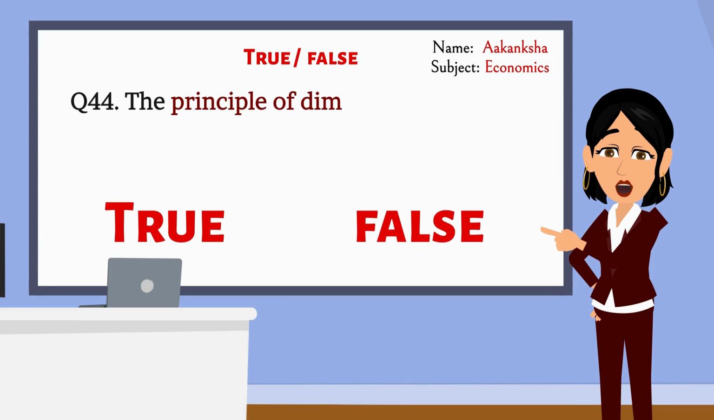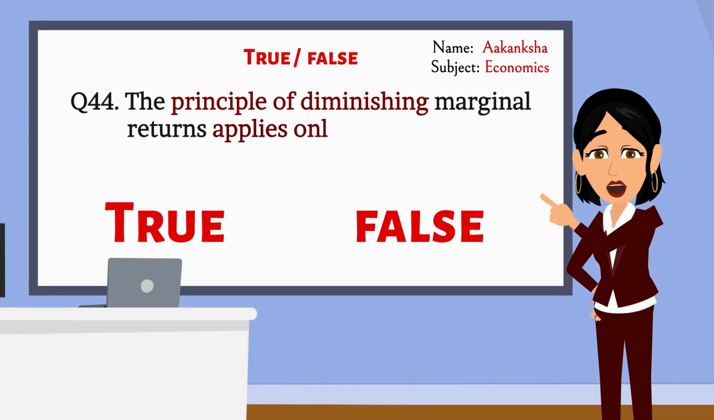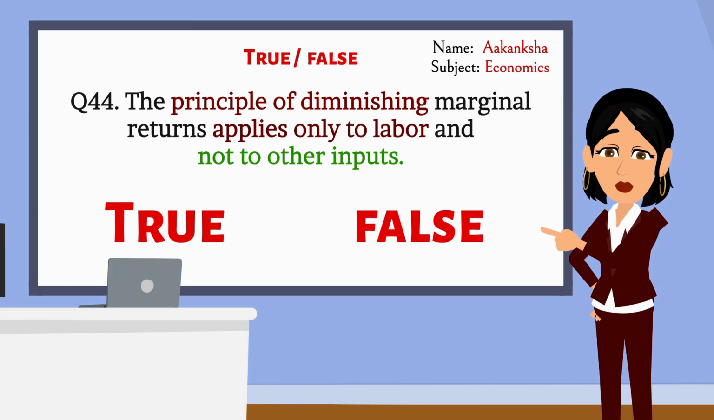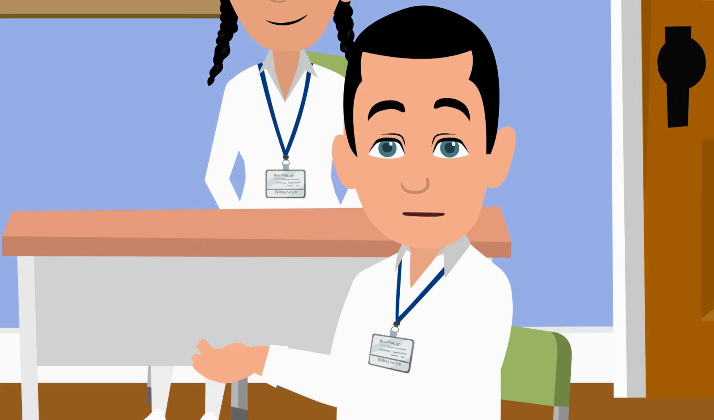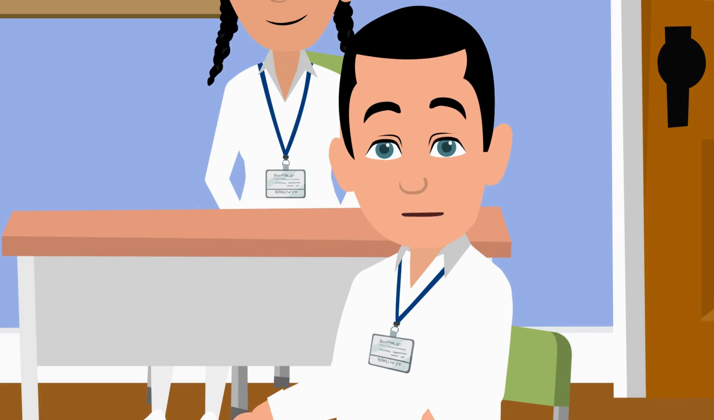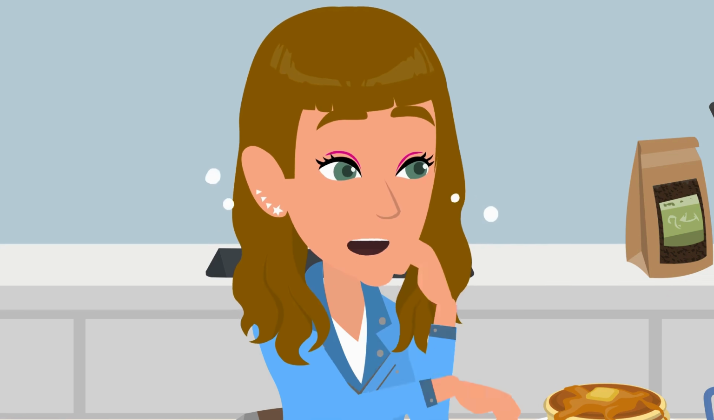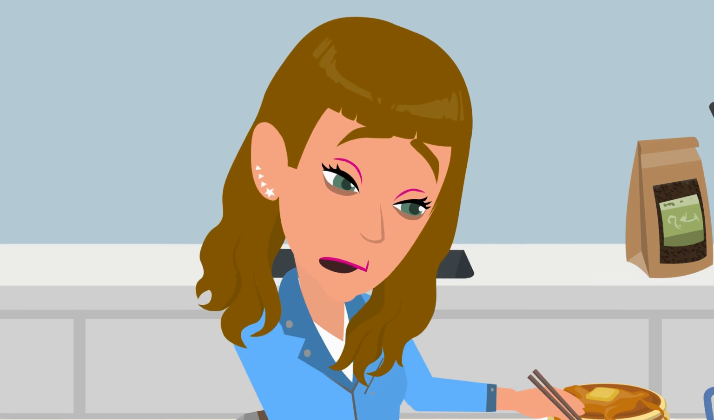Okay, class. Question 44. The principle of diminishing marginal returns applies only to labor and not to other inputs. True or false? It's a false statement. Correct. Why is that false? Diminishing marginal returns can apply to any input, not just labor. It occurs when adding more of an input leads to smaller increases in output.